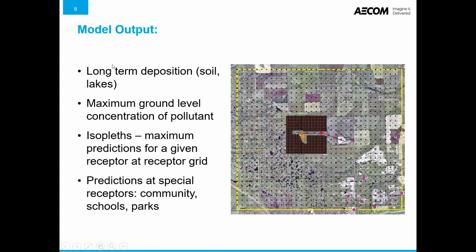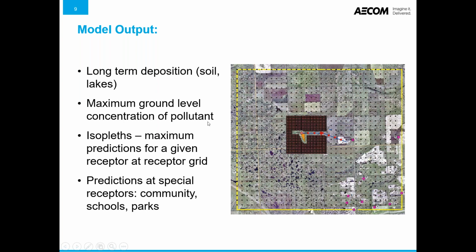What we are looking for is long-term deposition on soil and lakes. That's important for vegetation also. If you put it on the soil, it goes to vegetation. Vegetation could be eaten by people and so on. That there's sometimes for bigger projects, human health risk assessment or vegetation assessment on soil estimate based on our data.